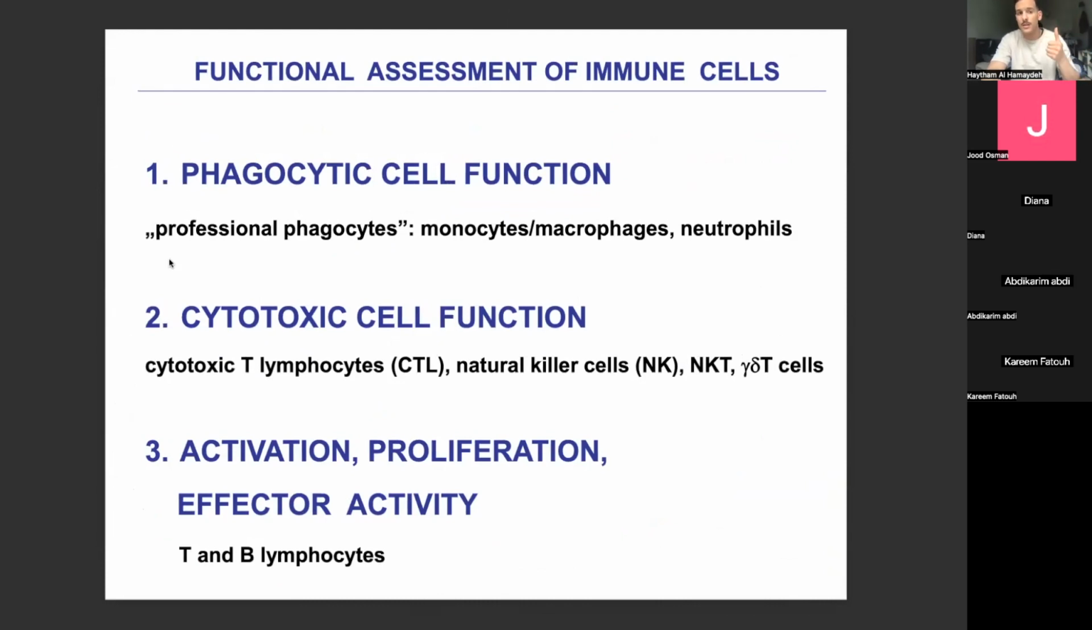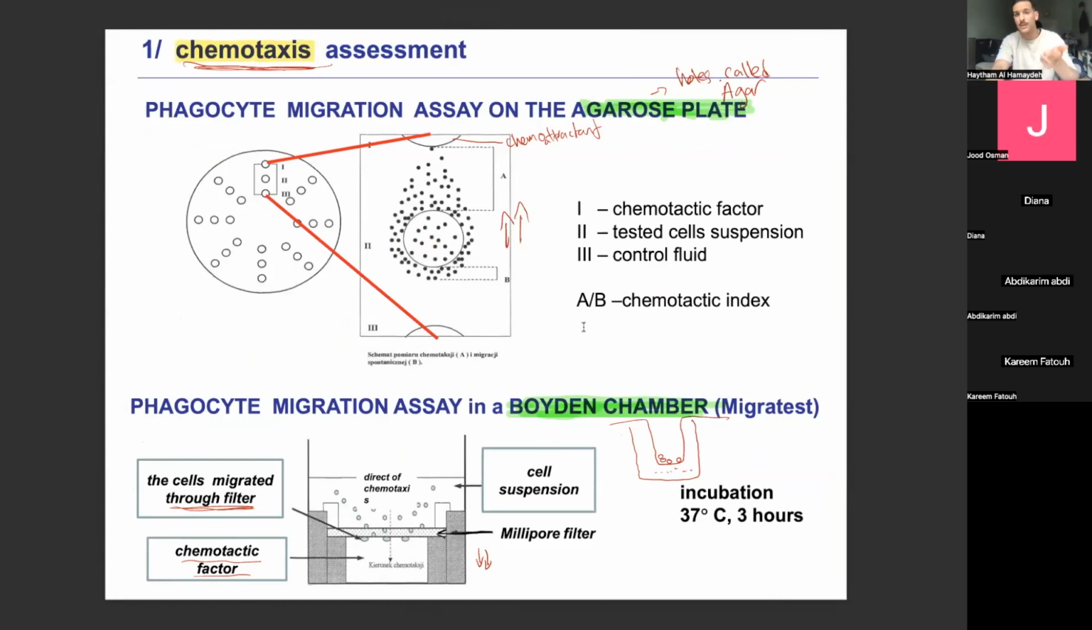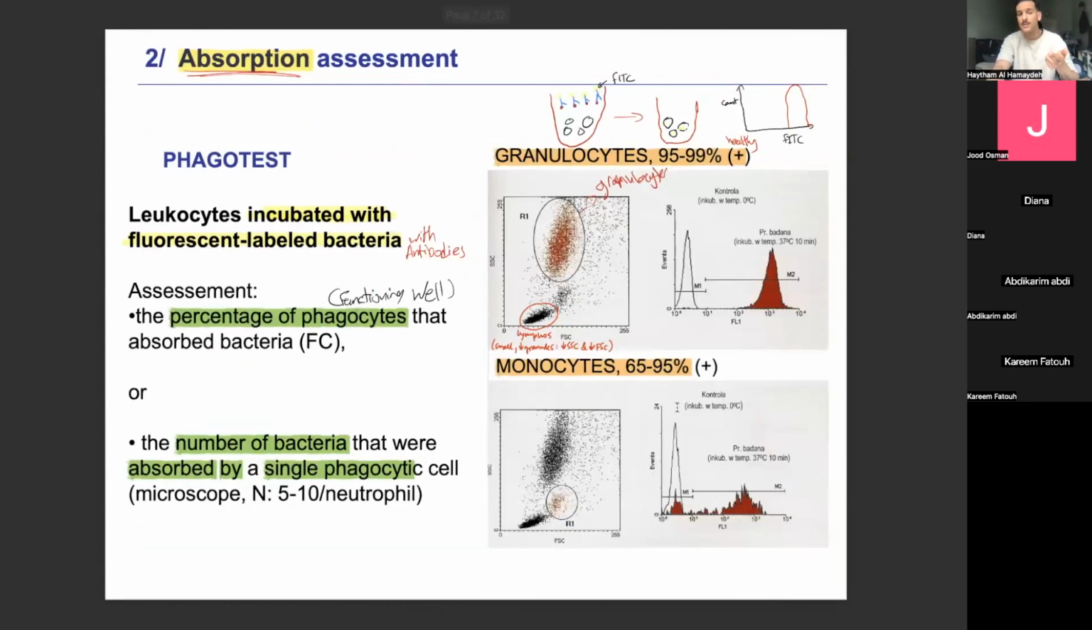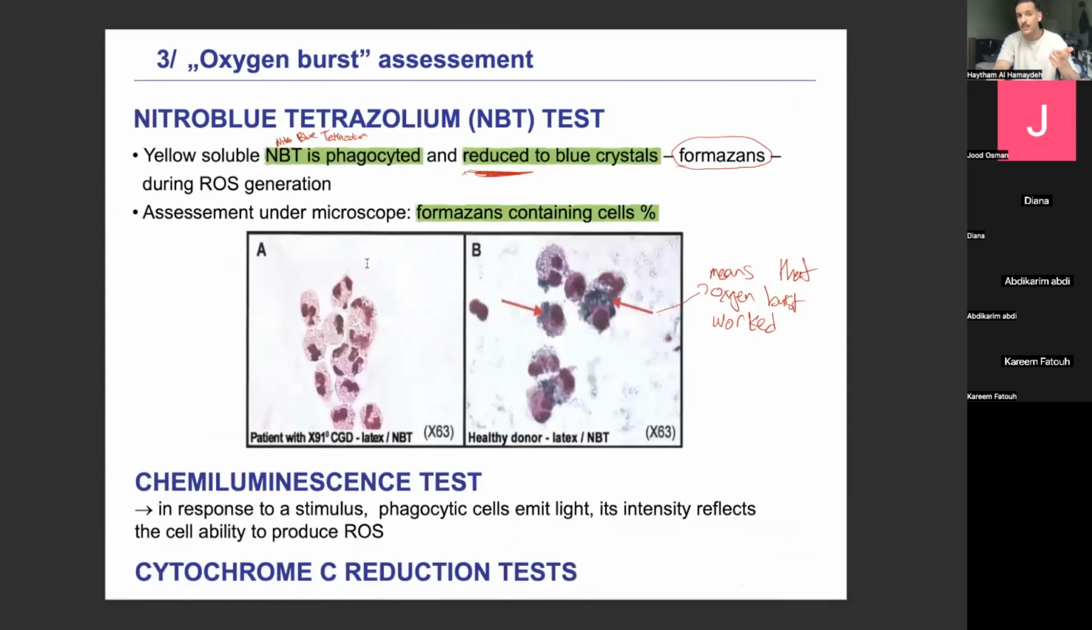Phagocytosis by three main things. First, you have chemotaxis, which is the movement, tested by agarose plate and Boyden chamber. Then we are testing the absorption by a phago test, labeling the bacteria by fluorescence. Then we are testing for the oxygen burst by using nitroblue tetrazolium, NBT, that switches into formazan, change of color, chemiluminescence, and cytochrome C reduction test.